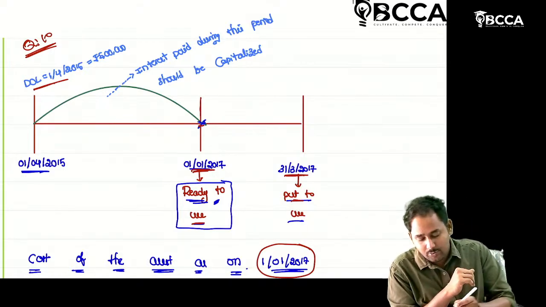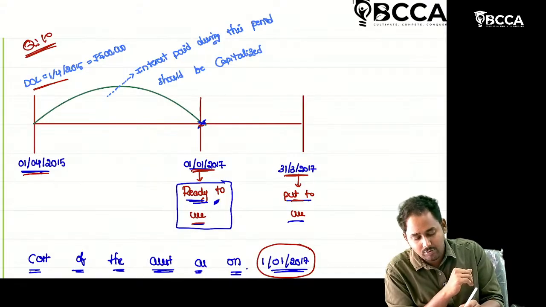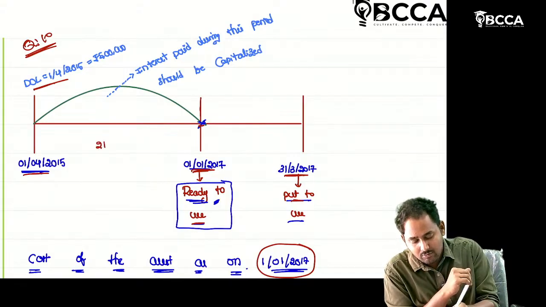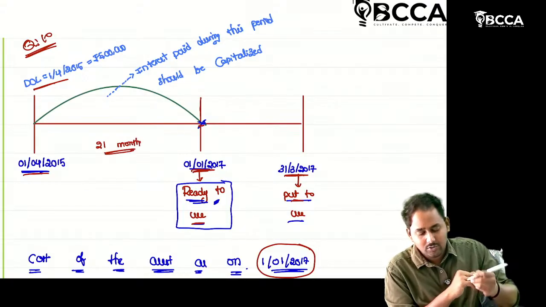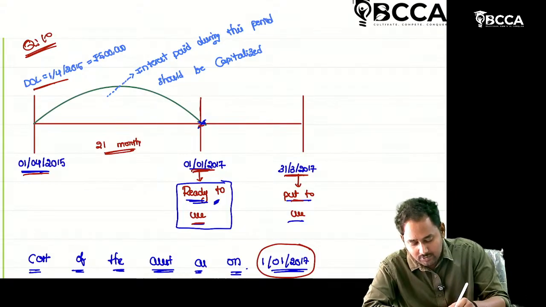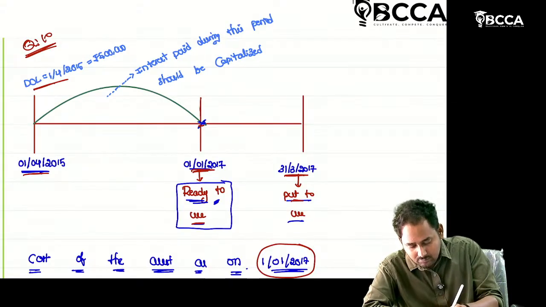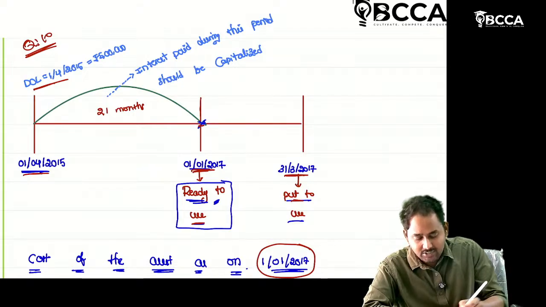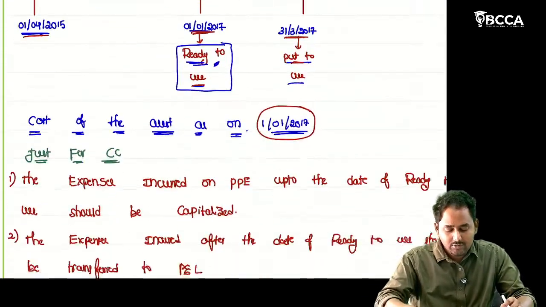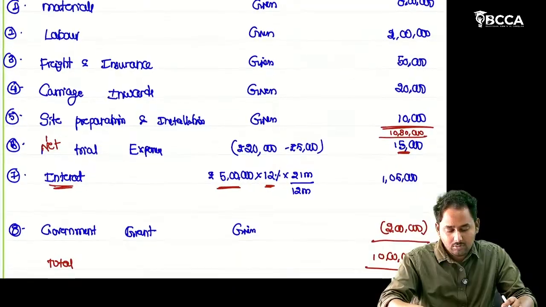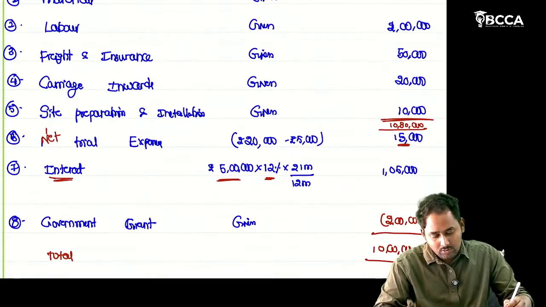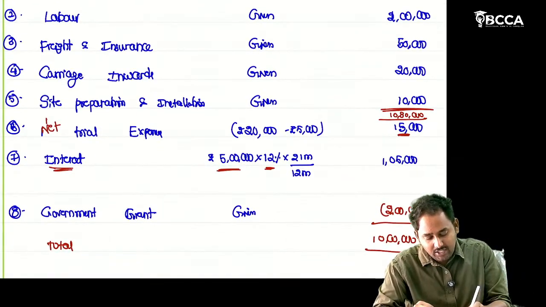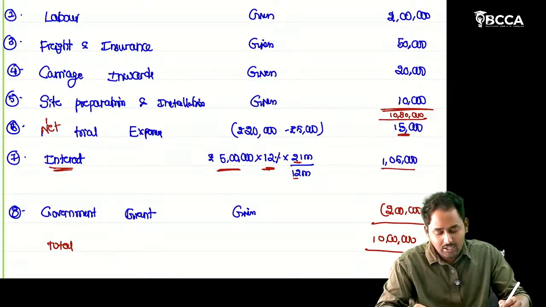So what is the duration between 1/4/15 to 1/1/2017? 21 months. So the duration is 21 months. So 21 months interest should be added to the cost of the asset. So 21 months interest, 5 lakh into 12% into 21 divided by 12, we got 1,05,000.